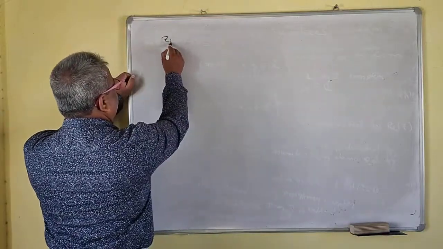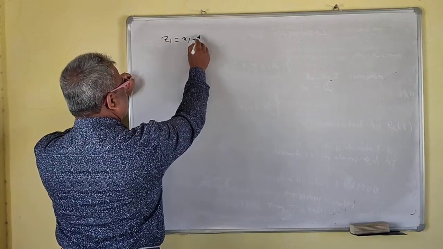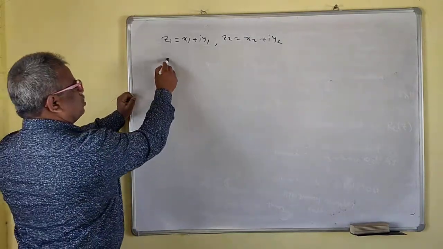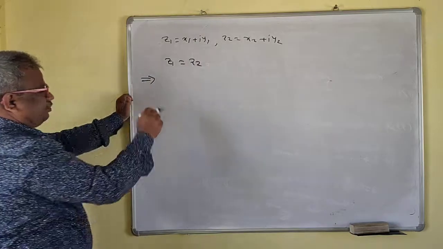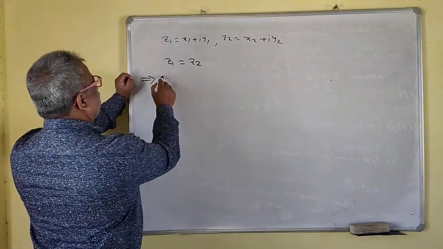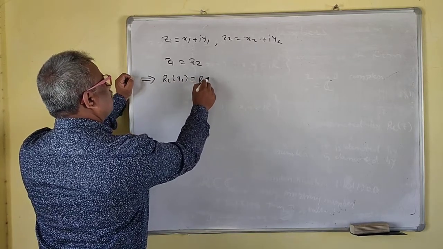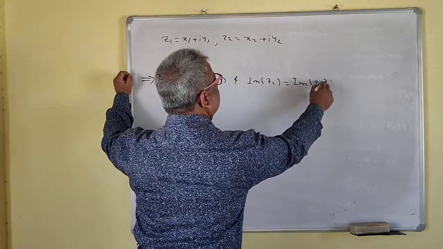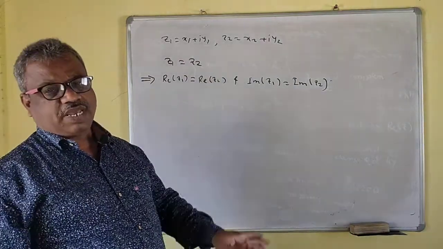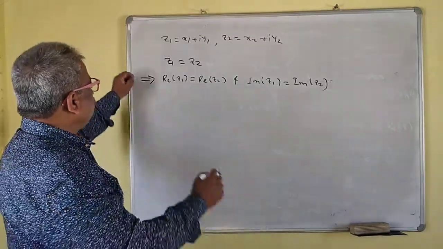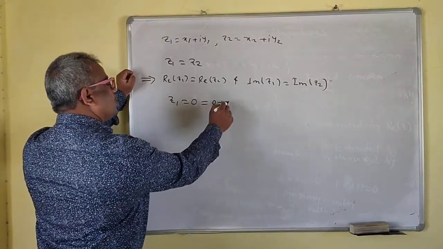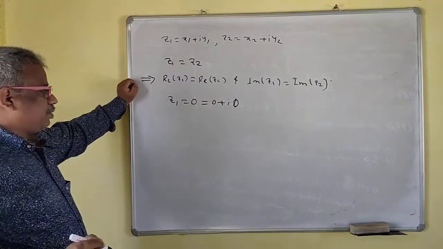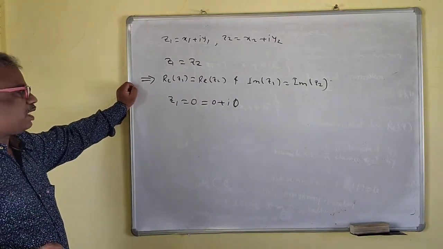Suppose we have two complex numbers, z1 equal to x1 plus iy1 and z2 equal to x2 plus iy2. Then z1 equal to z2 implies that the real part of z1 is equal to the real part of z2, and the imaginary part of z1 is the same as the imaginary part of z2. So two complex numbers are the same if and only if the real parts are the same and the imaginary parts are the same. If z is equal to 0, that is 0 plus i0, then both the real part and the imaginary part are 0.